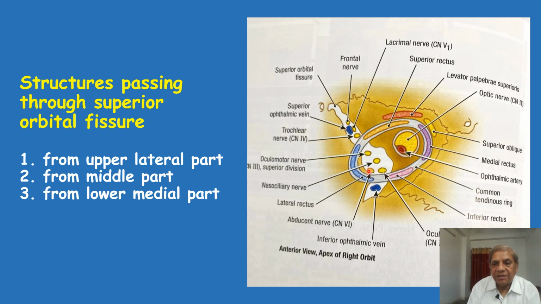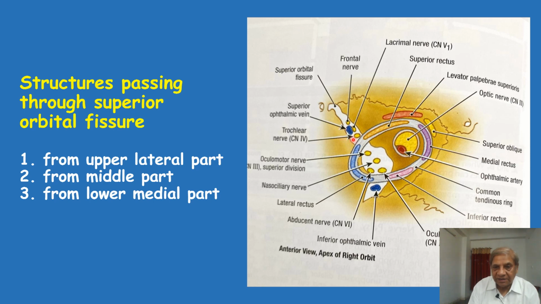That abducent nerve supplies the lateral rectus, and I am sorry if I told you that the trochlear nerve, which is the fourth cranial nerve, supplies the lateral rectus. It supplies not the lateral rectus, but the superior oblique muscle. Because the nerve takes a long course, it will come here, then go here, and then come and supply the superior oblique.